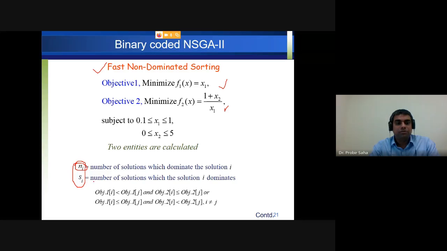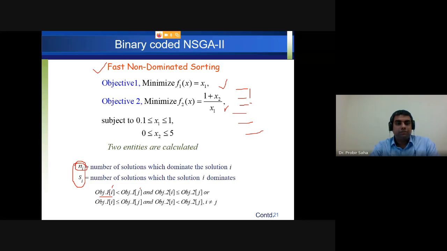And this is the number of solutions that solution I dominates. So you have to do it for each and every solution. How to do that? Now, if you have an objective function 1, as it is a minimization problem, I have to check. Say I have chosen solution I and solution J. We have 6 solutions, 1, 2, 3, 4, 5, 6, right? So now I'm comparing solution 1 to solution 2. Suppose this is I, this is J.